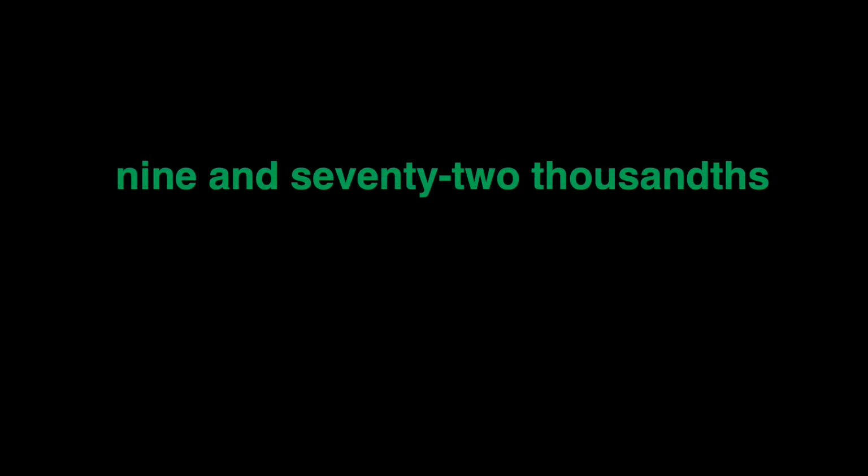Next one, we have 9 and 72 thousandths. How do we write it in numeral? Yes, it's 9 decimal point 072, or 9.072.